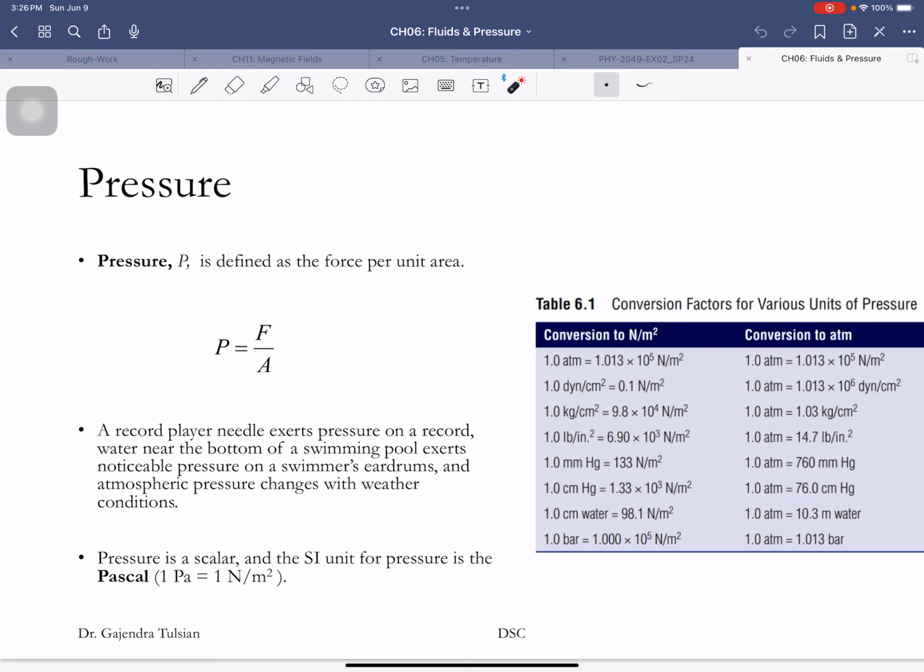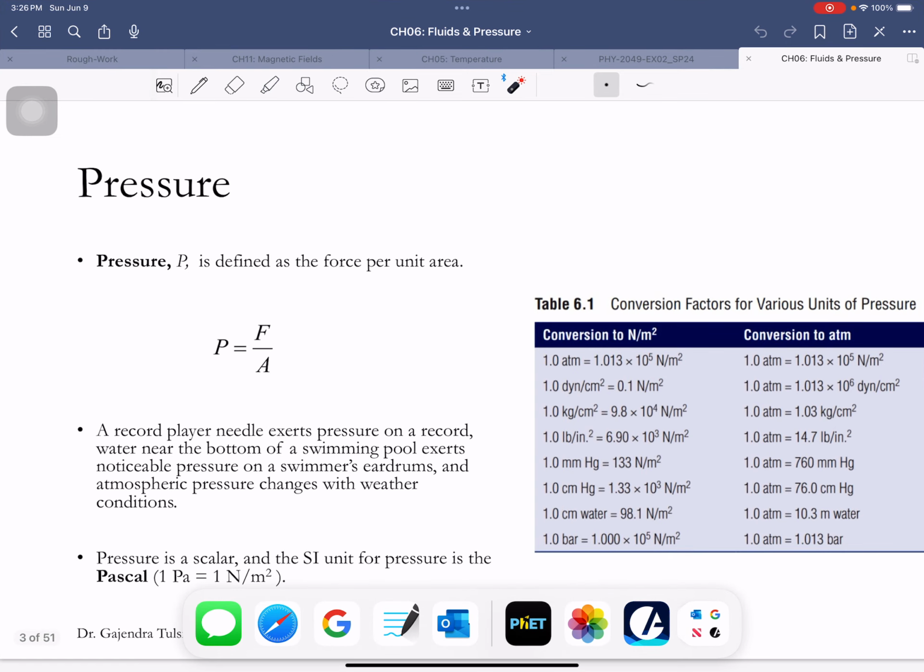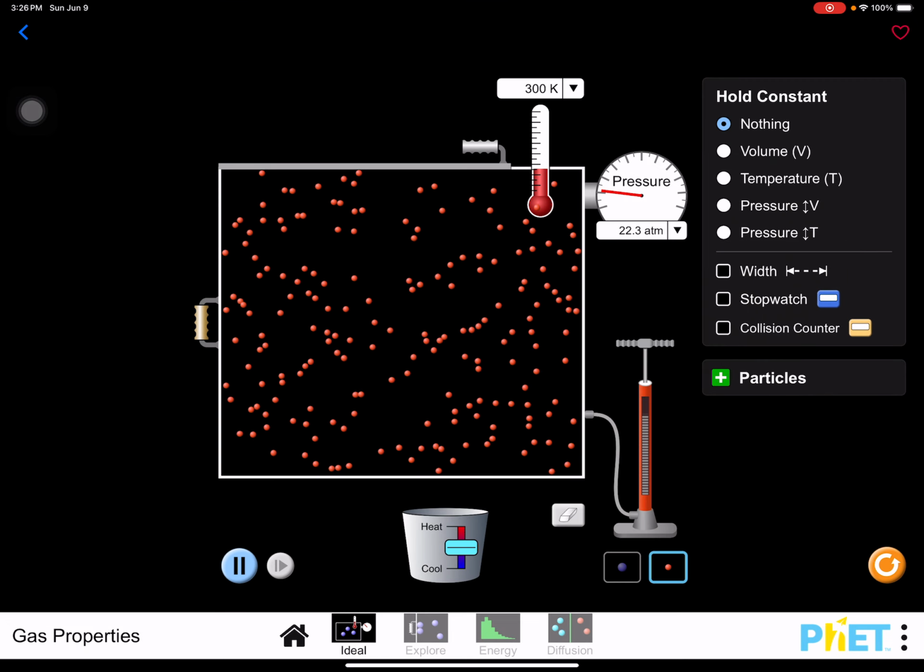Here are some examples where you experience pressure. Water near the bottom of a swimming pool exerts noticeable pressure on a swimmer's eardrums. You'll feel it, and if your middle ear pressure doesn't equalize, it'll hurt. And atmospheric pressure changes with weather conditions. Anyway, let me show you a little app that shows how a gas exerts pressure.